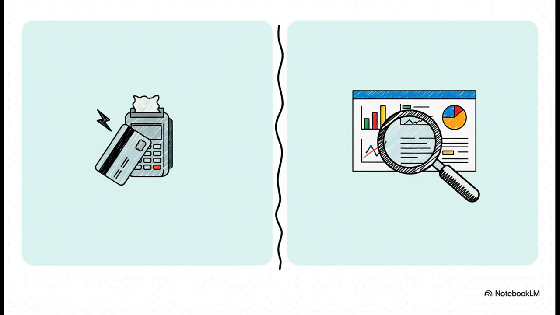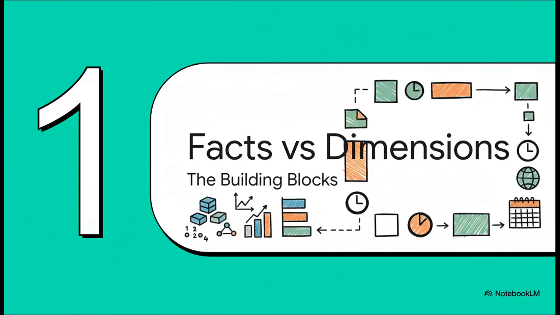We call these OLAP systems. Their job is to read huge amounts of data to help you see the big picture. And here's the key: you can't just use one for the other. Trying to run a big report on a transactional system would be painfully slow. So, how do we build a database that's actually designed for analysis?